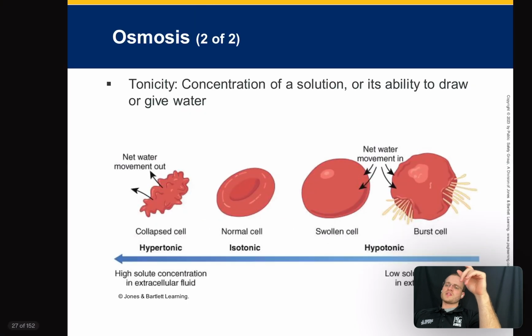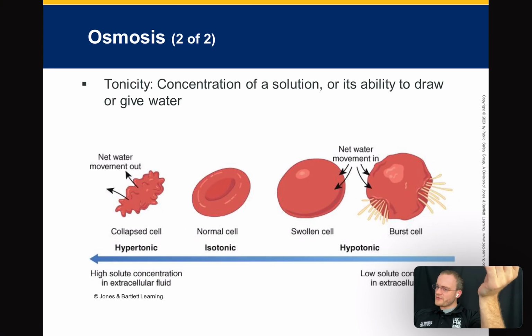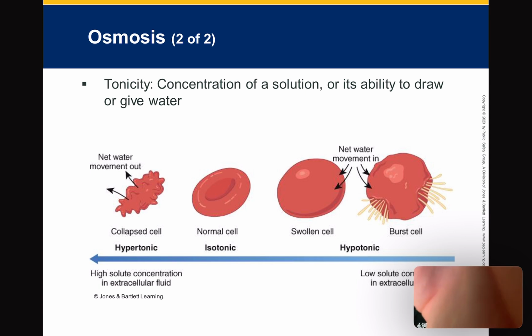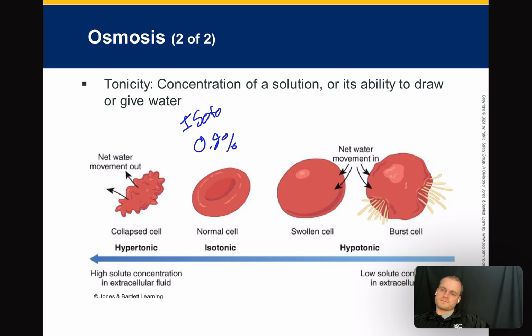So let's see why this is relevant in modern medicine and as an EMT. I'll give you some examples here. Our normal cell is made up of about 0.9% sodium chloride, NaCl. So when you go to the doctor's office or when you ride on an ambulance, all the IV fluid on the ambulance is 0.9%. That's called isotonic.